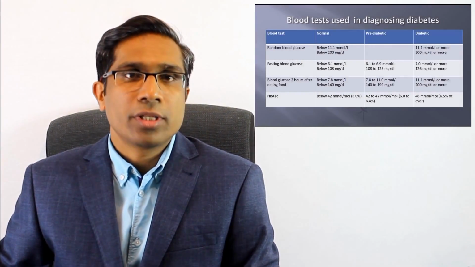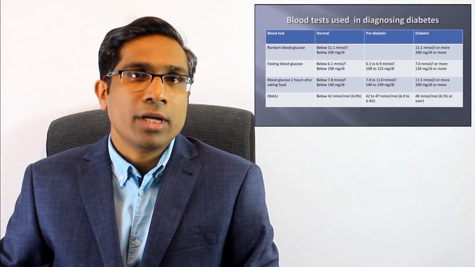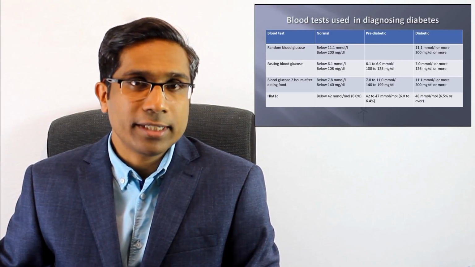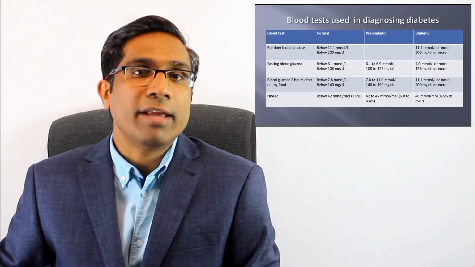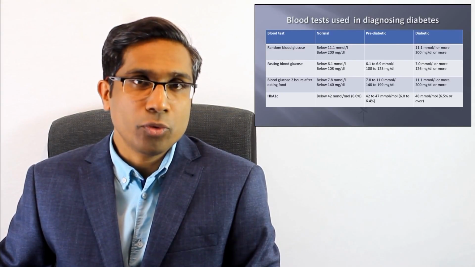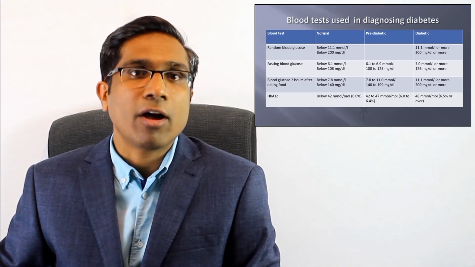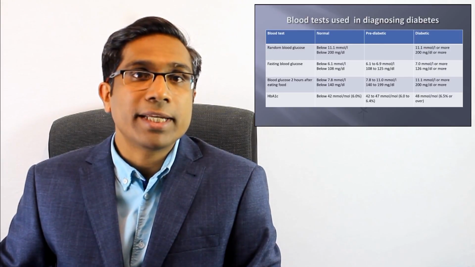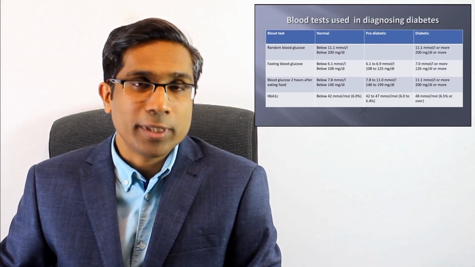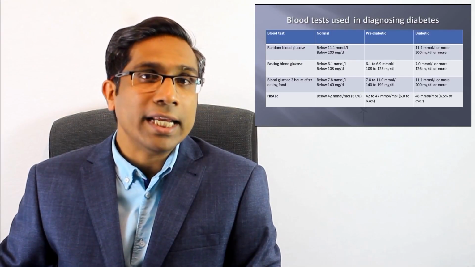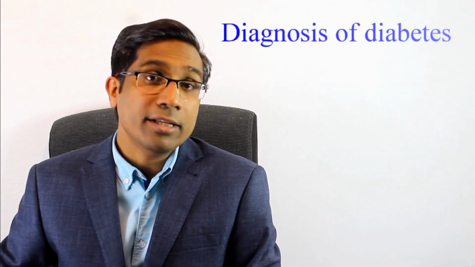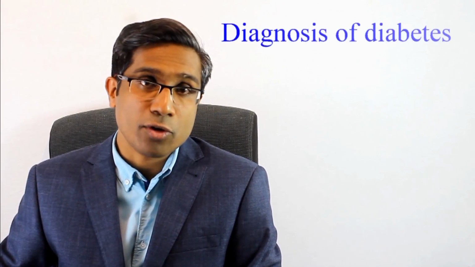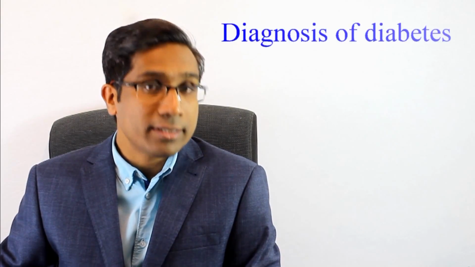This is a table that shows the blood test and the cutoff values. Diabetes is diagnosed when the fasting blood glucose is above 7 millimoles per liter, or if it is above 11.1 after 2 hours of food, or if HbA1c is above 48. You might have noticed that there is a pre-diabetic state here. In these individuals, the blood glucose levels are not high enough to be classified as diabetic, and neither are they low enough to be normal. These individuals stand at a higher chance of being diabetic in the future. It is just a matter of time.